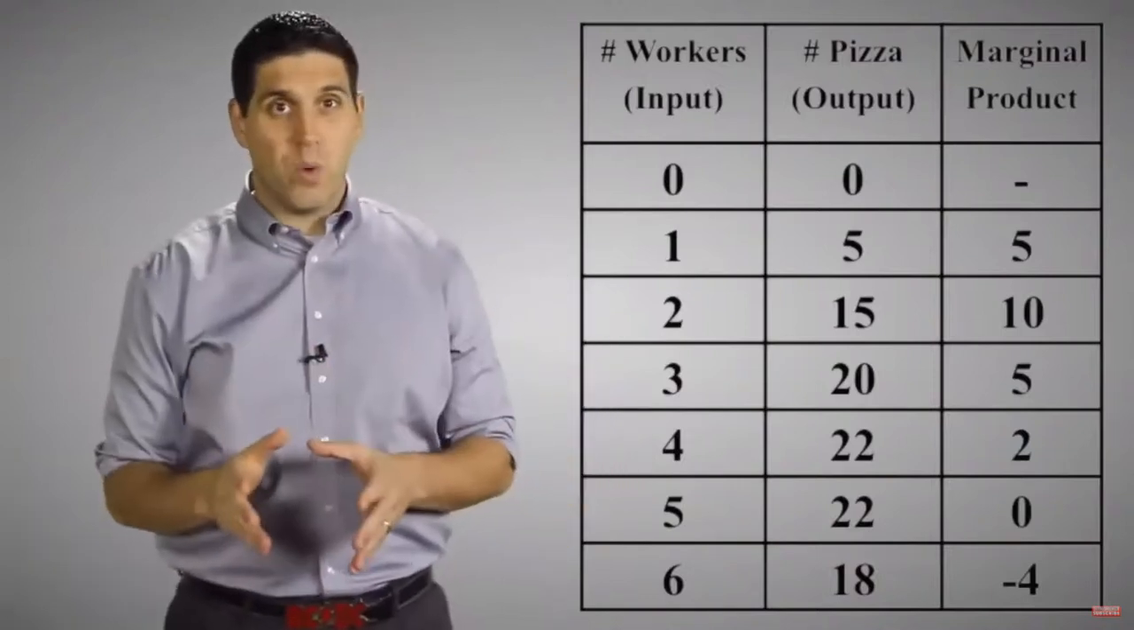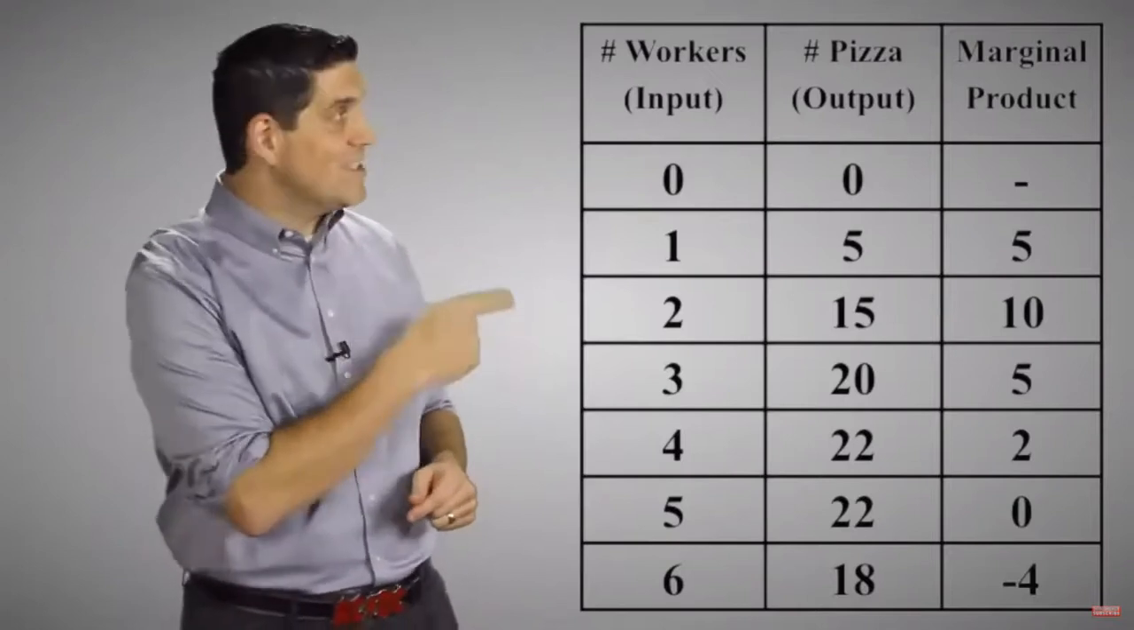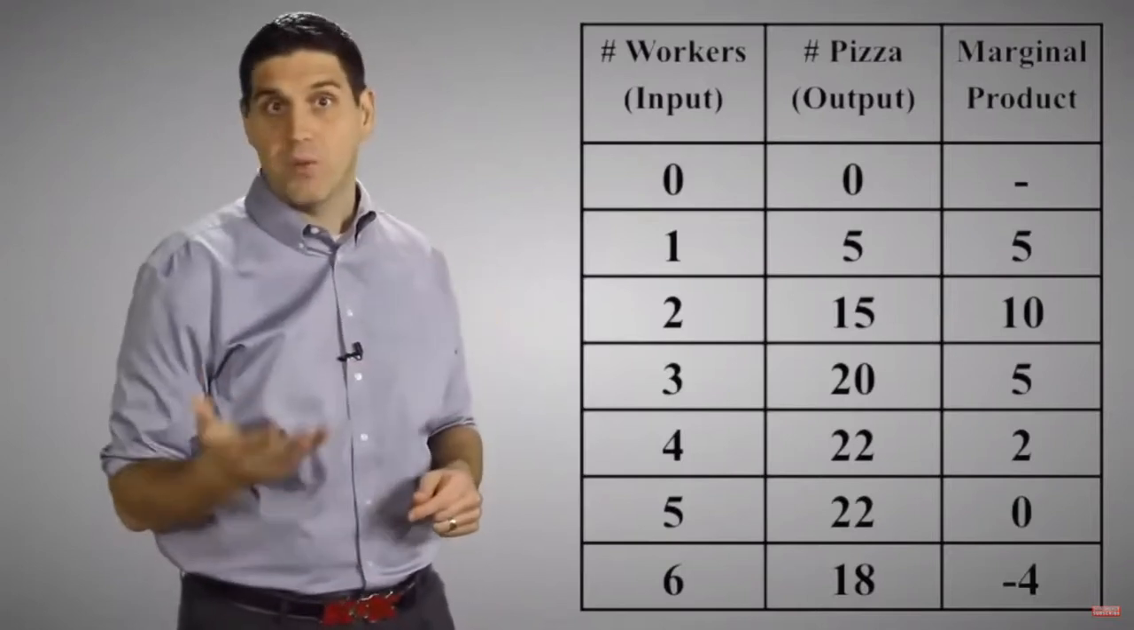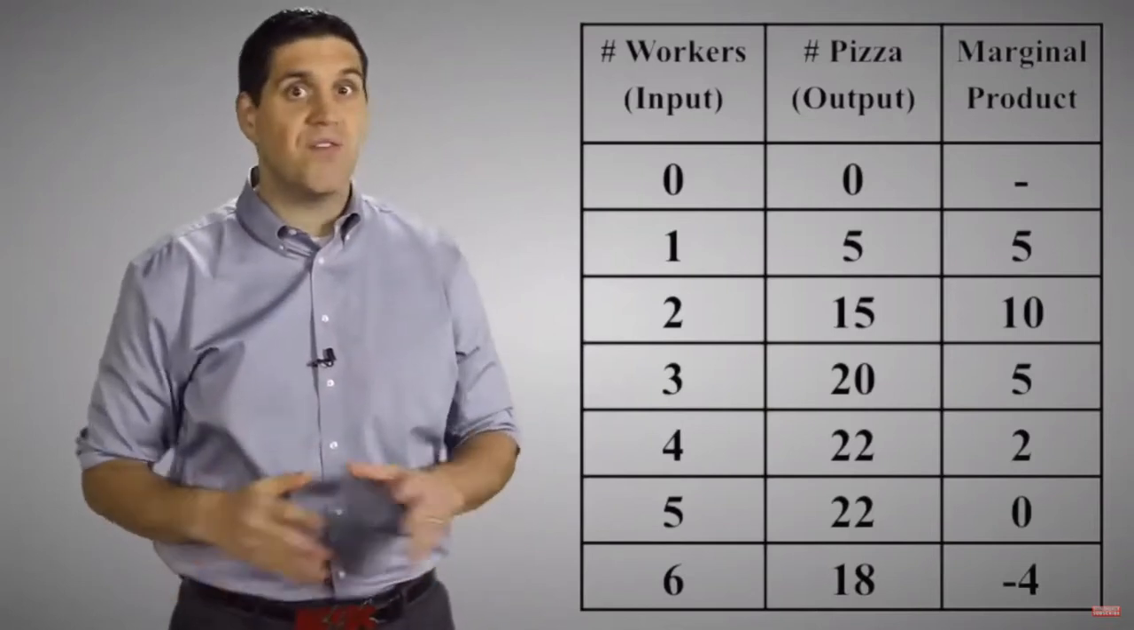Now it's not the sixth worker, it's the third worker. Notice the marginal product has been falling ever since the third worker. That's diminishing returns. It's not when it actually goes negative. That's negative returns, a completely different concept.